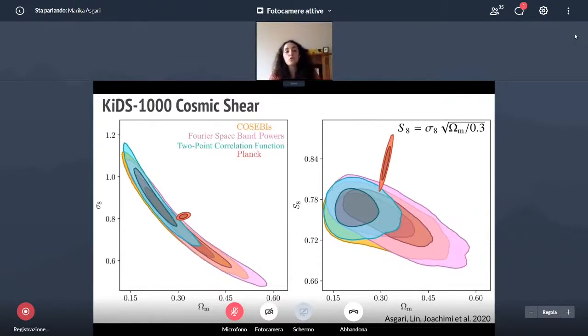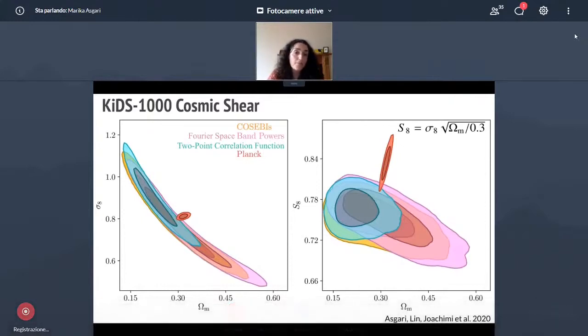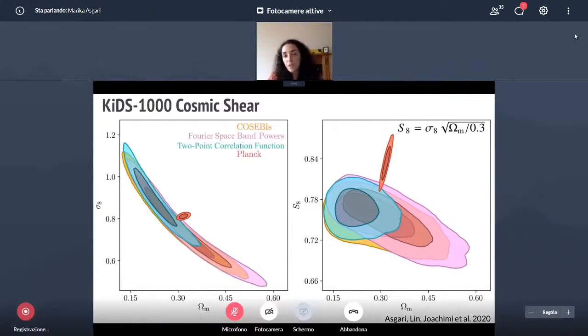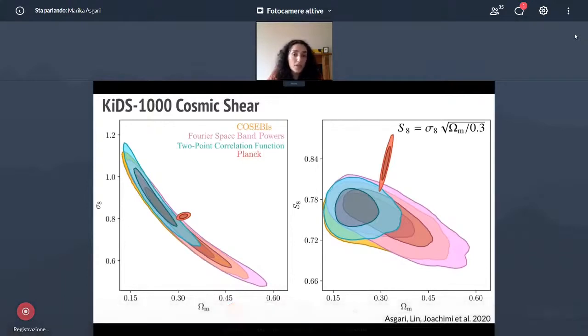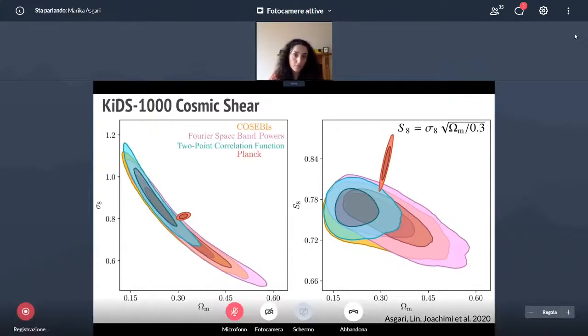And that's why we usually look at this other parameter called S8, that's shown on the right. This S8 is a combination of sigma 8 and omega m that is pretty much perpendicular to the cosmic banana. So we have our 3 contours, and then on top of that, you can see the Planck results in red. What you see here is there isn't that much overlap between our contours and the Planck contours.